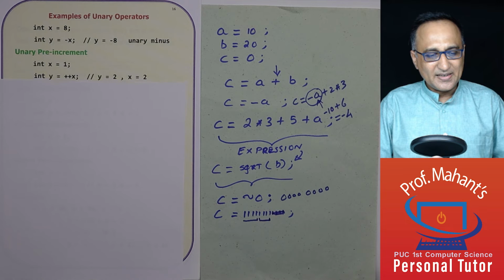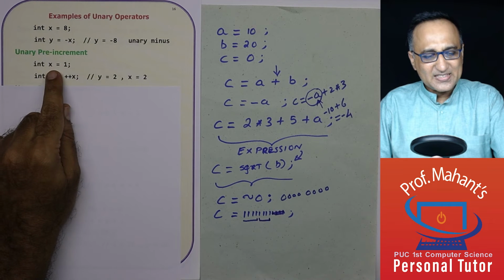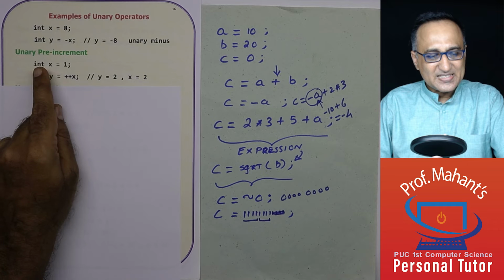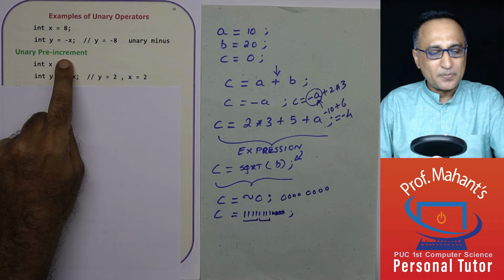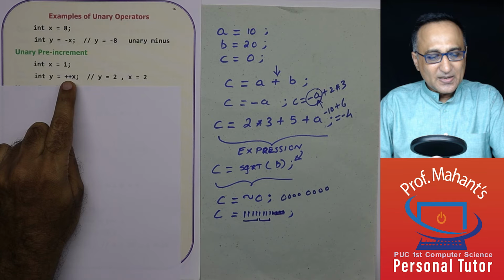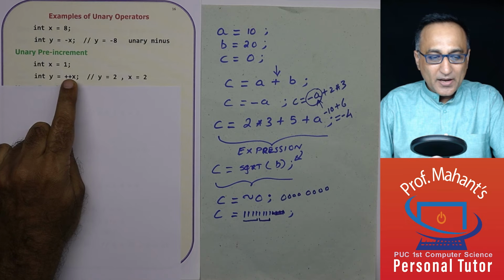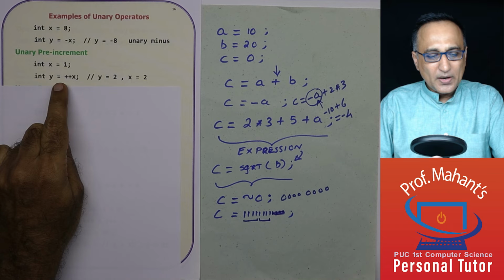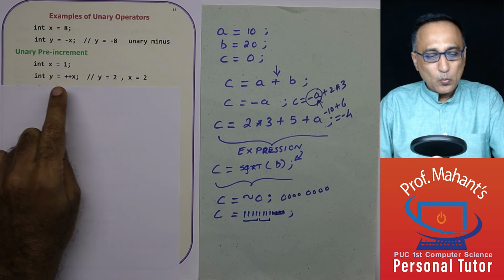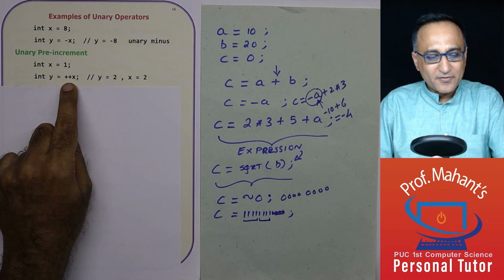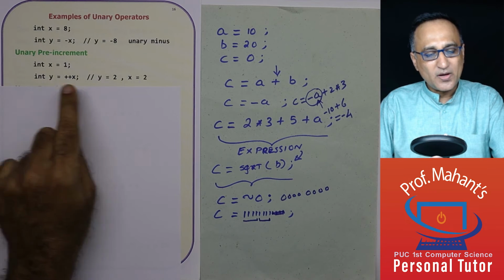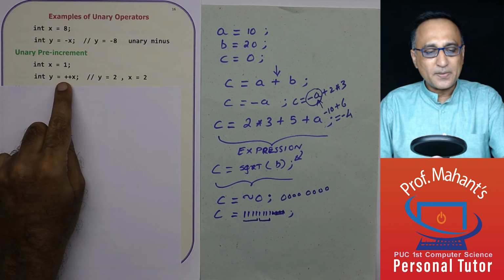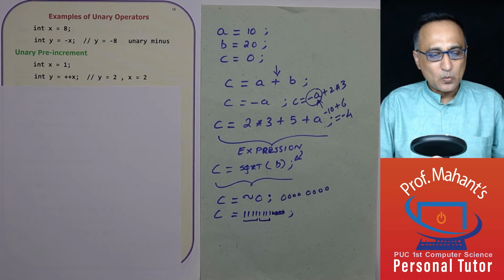Then take a look at the next one. Now I have something interesting. I have x equal to 1. Plus plus is an example of a unary pre-increment operator. When this plus plus comes before, the operand value is increased and then that new value is assigned to y. So if you do something like this, int x is equal to 1, int y is equal to plus plus x, y gets the value 2 because the value of x is increased by 1. The new value of x is assigned to y, so y becomes 2. Of course, x also ends up becoming 2.